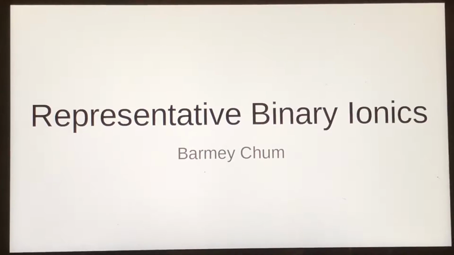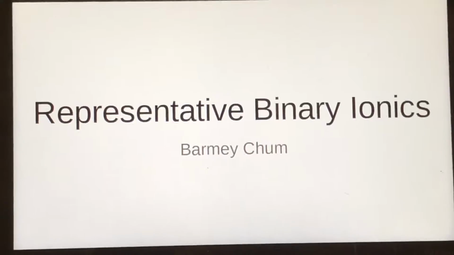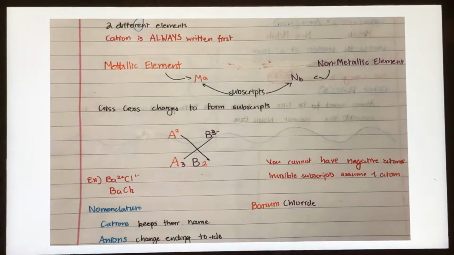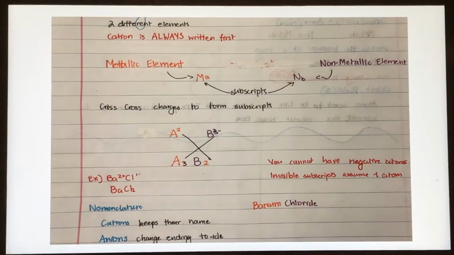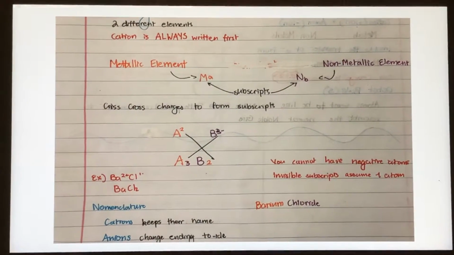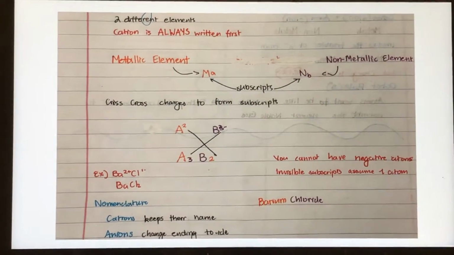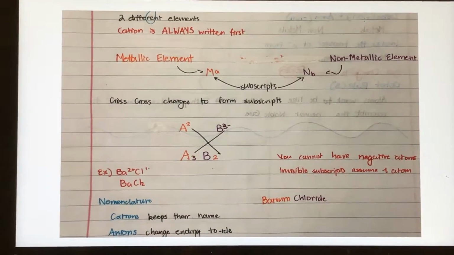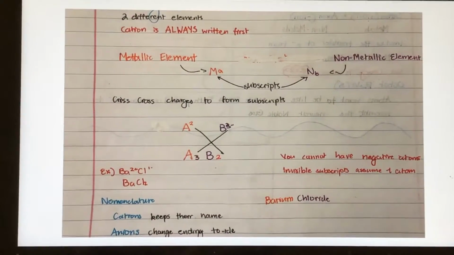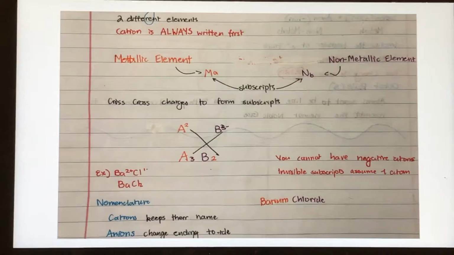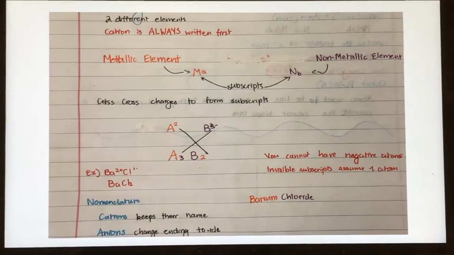In this video, I'm going to be talking about representative binary ionics. Representative binary ionics are created with two different elements, the cation and the anion. The cation in the formula and in the name always goes first. Representative binary ionics are created with metals and nonmetals with subscripts.